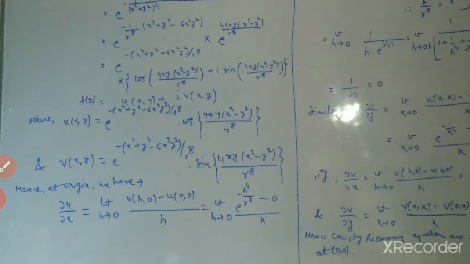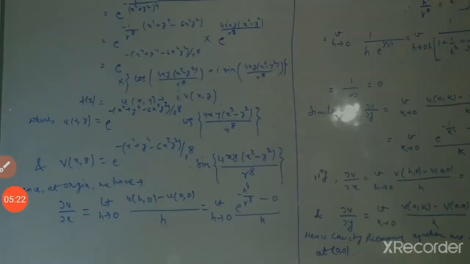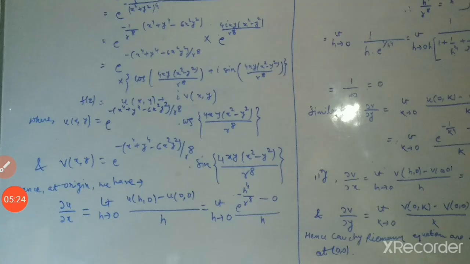how can we prove the Cauchy-Riemann equations are satisfied? So we check it at 0. So first we have to find the partial derivative of u with respect to x, del u by del x. So let's find it.